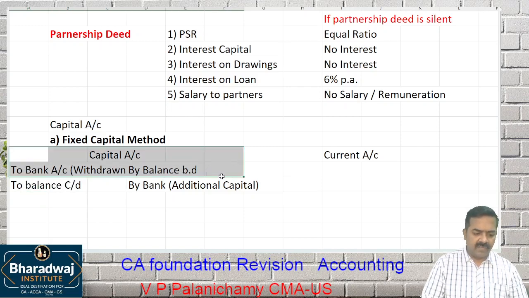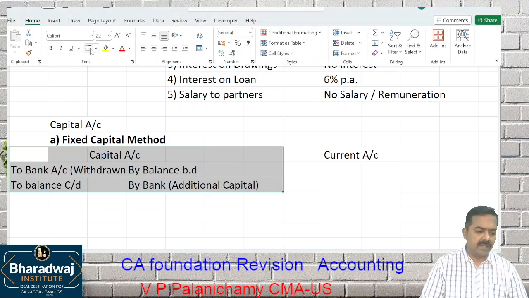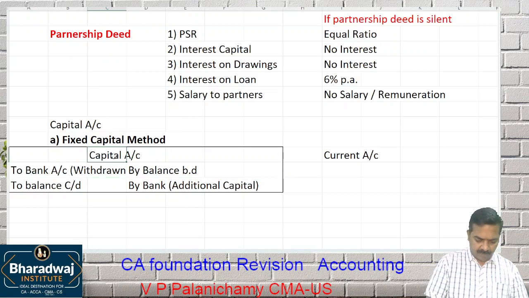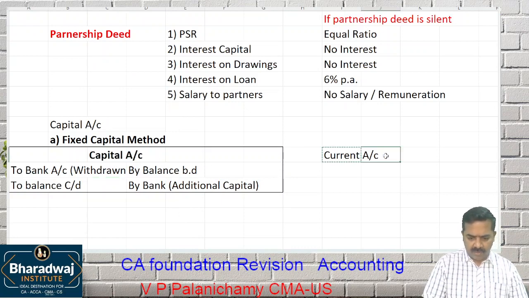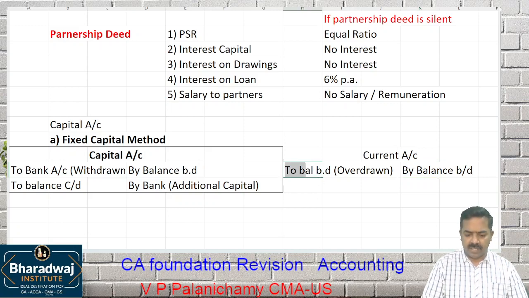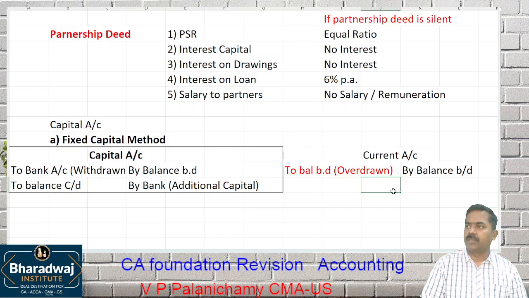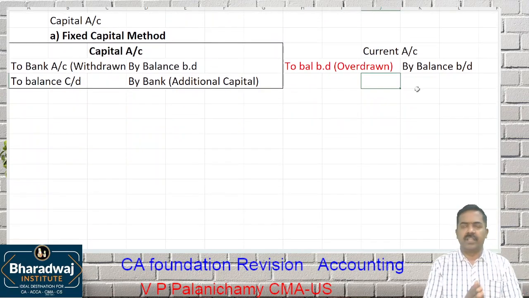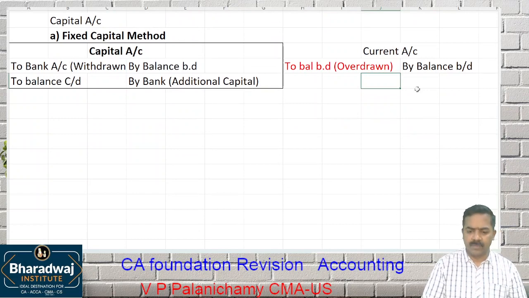Normally, every year nobody will bring capital and withdraw capital. So normally these adjustments will not be there. Normally the opening balance will be equal to the closing balance. Current account, what will be there? The current account can have a debit balance, which means it is overdrawn. Or normally it will have a credit balance. There is a chance that the current account may have an overdrawn balance. This working, yesterday's workings and today's workings, I will share in the group.